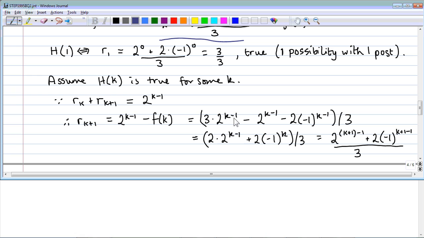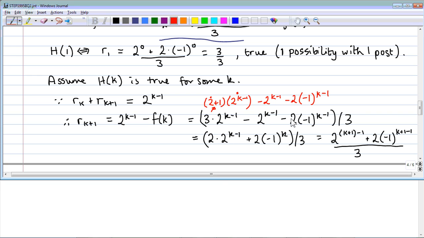Well, 3 times 2 to the k minus 1, well that's 2 times 2 to the k minus 1 plus 2 to the k minus 1. See, so let me just illustrate that with a little bit more detail. So that's 2 plus 1, that's the 3, and then 2 to the k minus 1. And then we've got minus 2 to the k minus 1, minus 2, minus 1 to the k minus 1. So this term 2 and this term become 2 to the k, and the other term 2 to the k minus 1 minus 2 to the k minus 1 cancels, giving us 2 to the power k.